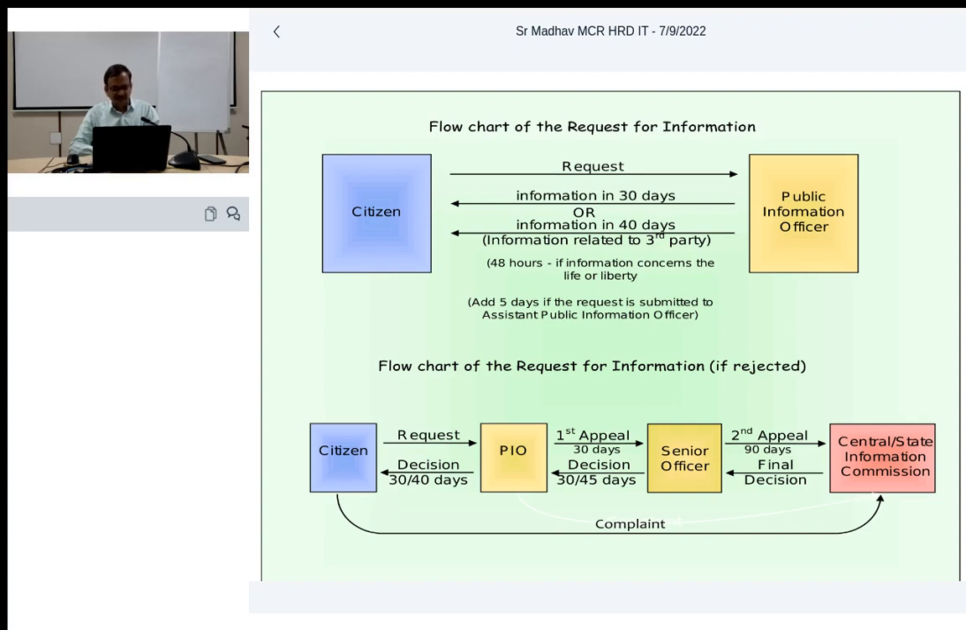So with this, we'll be completing the discussion about the request for information, what are the requirements of a valid request, and how to dispose of any request. That is the most critical part of the role of the PIO, and timelines. Next, in module 5, we will be discussing the information commissions and the various remedies, appeals, and complaints, and what are the powers of the information commission.